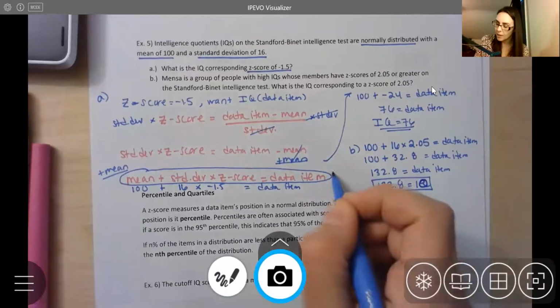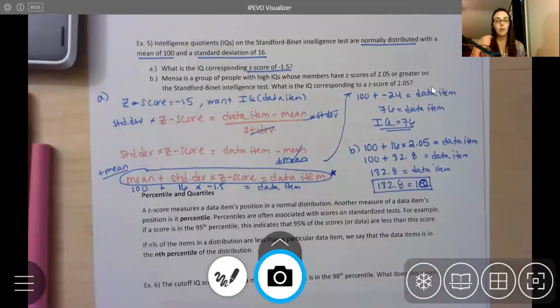All right, so again, this is another formula you may just want to keep in mind for those questions where you have to work backwards. So you have the z-score and you have to go back to the actual regular data value that you're looking for.